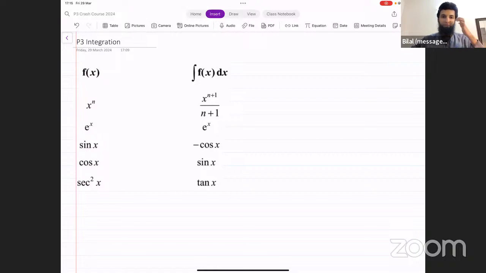Let's begin with our next topic today, which is integration. So we're starting P3 integration today. We're done with differentiation. We did a lot of practice questions on differentiation yesterday.